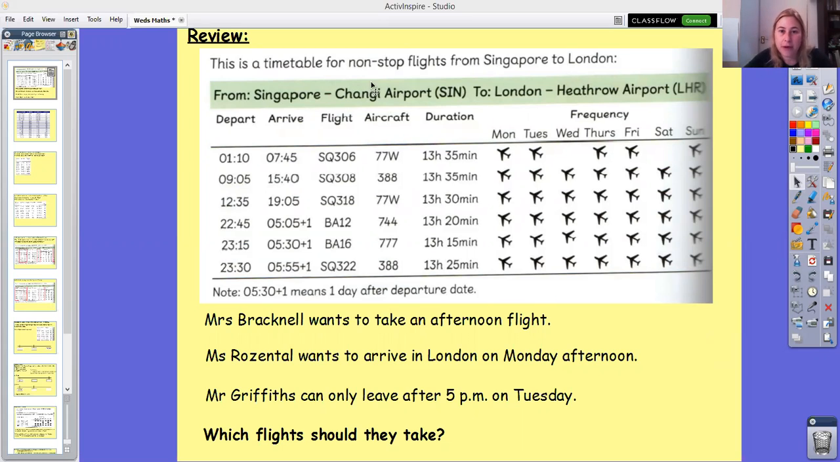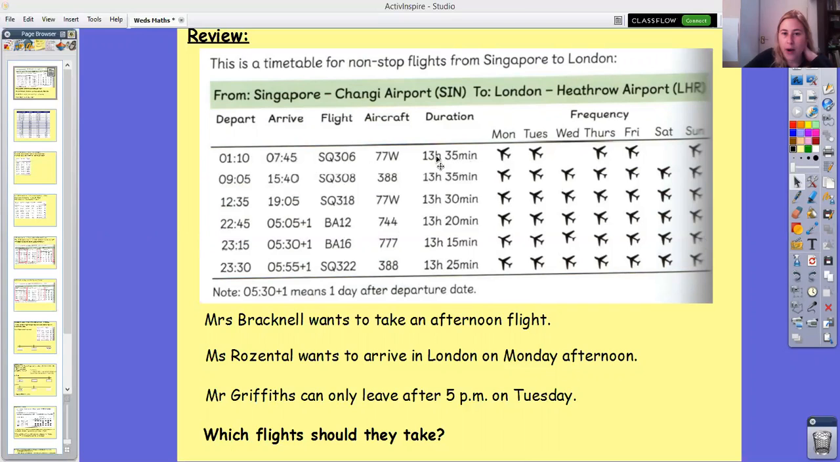So this is a timetable for non-stop flights from Singapore to London. What I always do before I look at questions about timetables is I just have a little look at the timetable and see what information I'm being given. So I can see that I've got some different columns here. I've got departure times and arrival times. So that's departing Singapore and then arriving in London. And then I've got flight numbers and aircraft numbers as well, and the duration of the flight. So they're quite long flights, aren't they? 13 hours, 35 minutes. And then we've got the days of the week that those particular flights operate.